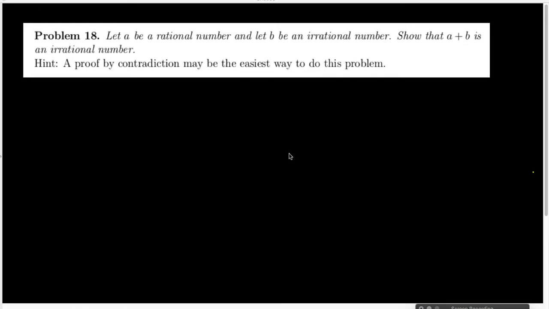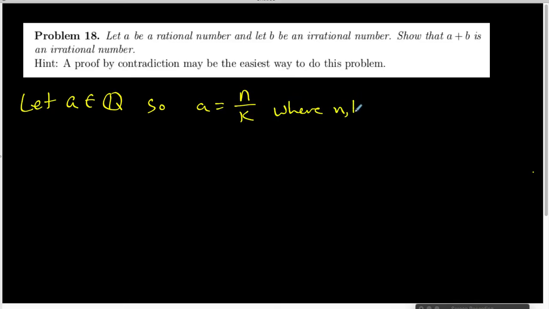In this video, we're going to prove that the sum of a rational number and an irrational number must be an irrational number. And the suggestion here is to do a proof by contradiction. So we're going to let a be a rational number. So that means a can be written as n over k, where n and k are both integers.